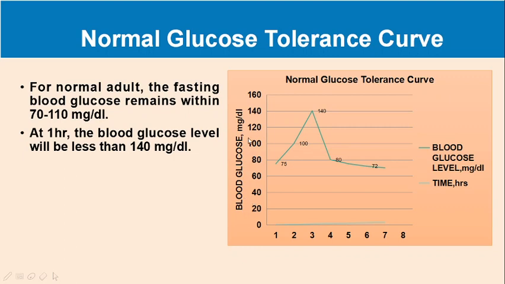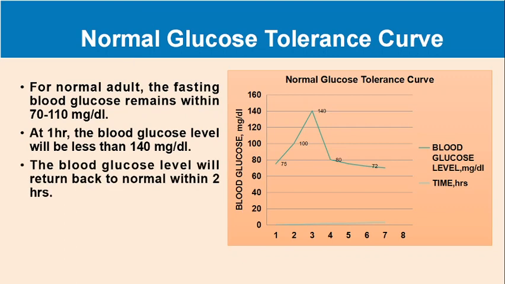So the blood glucose value should be plotted against the time intervals of 0 minutes, half an hour, 1 hour, 1.5 hours, 2 hours, 2.5 hours, like that. You have to plot a graph, and we can predict whether he falls under normal glucose tolerance or is going to have diabetes. So this is the curve for normal patients.